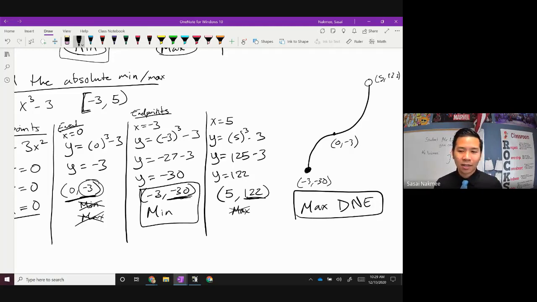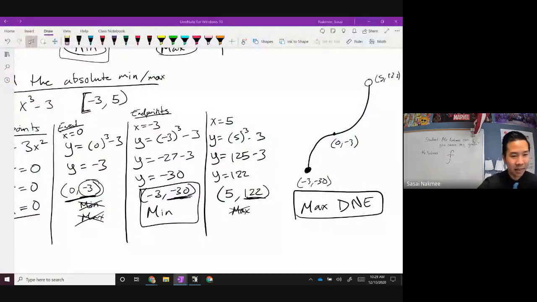And honestly, I think it's kind of fun to do because all you have to do is go in there and take the derivative and then set the derivative equal to 0 and just test the points along the way. At least I think it's kind of fun to do.